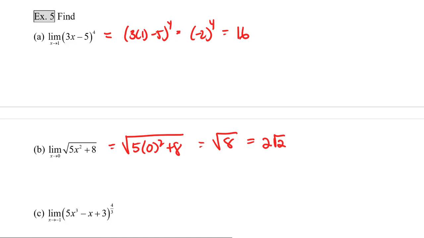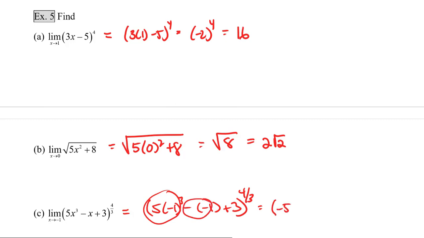And then we have part C. We're raising to a rational exponent. So I'm going to go ahead and plug in my -1. So this is going to be the same as (5 times (-1)³ - (-1) + 3) to the 4/3. This simplifies to -5, this simplifies to plus 1, plus 3 to the 4/3. And -5 + 4 is equal to (-1) to the 4/3.